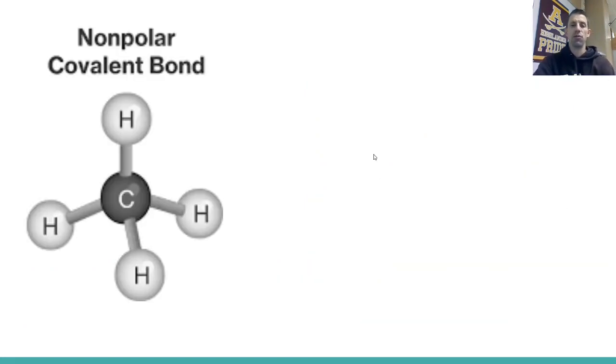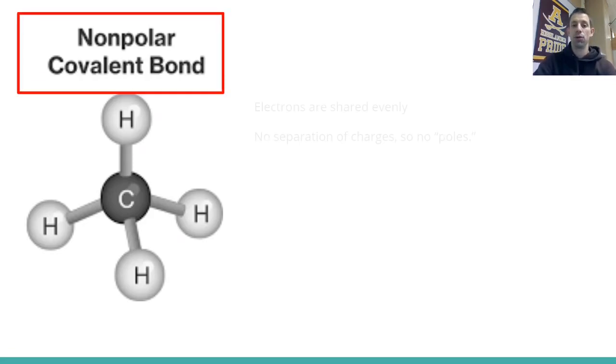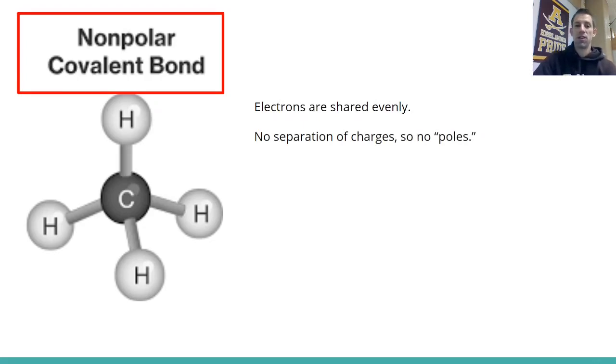Well, the other type of covalent bond is a nonpolar covalent bond. And as the name sounds, there are no poles. The reason there are no poles in these nonpolar covalent bonds is because the electrons are shared evenly. They spend equal amounts of time around each atom. So in this case, we have a chemical compound of methane. There's a carbon with 4 hydrogens around it, and the electrons are shared evenly back and forth between all of the atoms. Because there's an even sharing, there's no separation of charges, so therefore there are no poles.